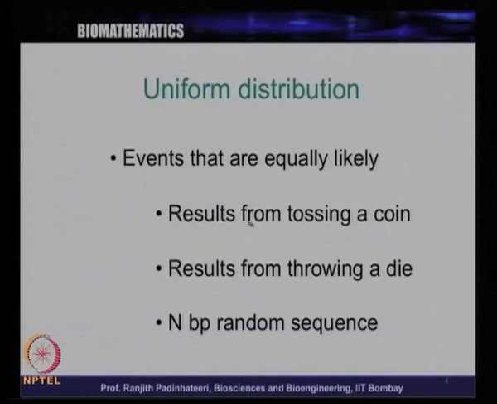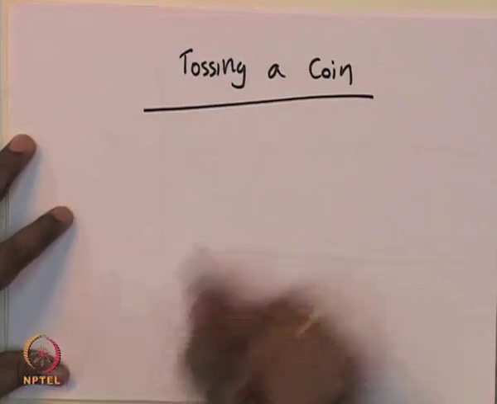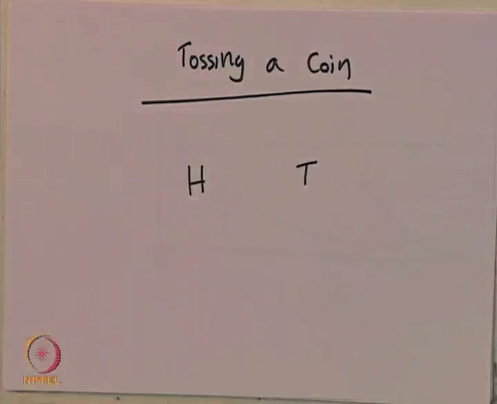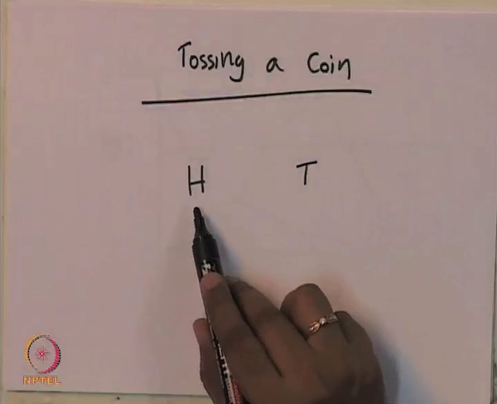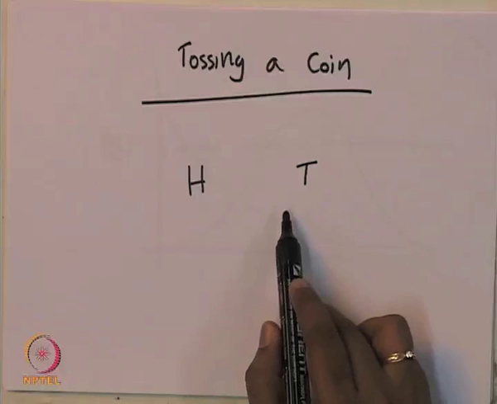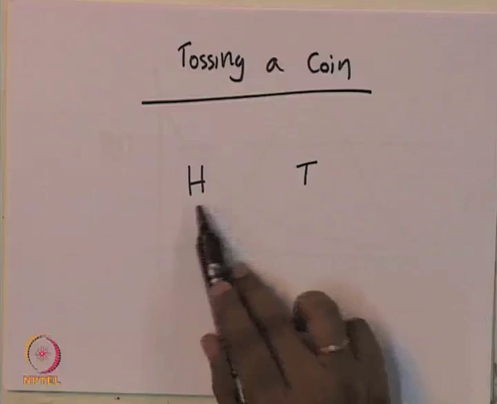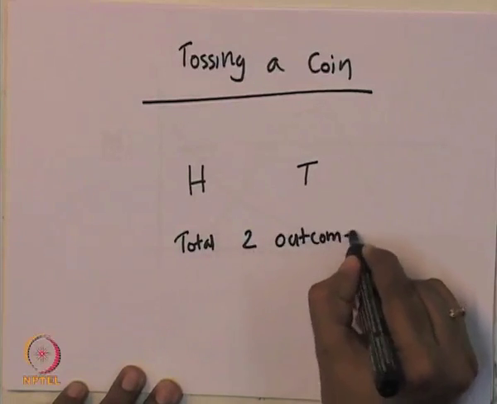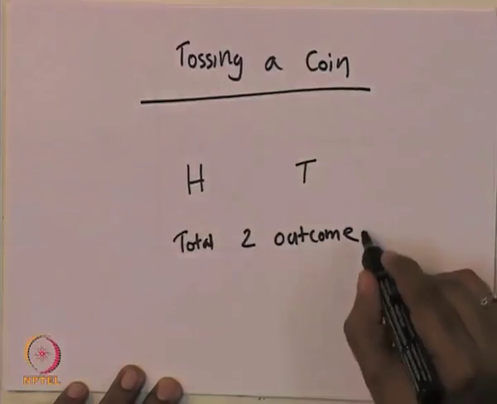The simplest thing you can imagine is the result of tossing a coin. If you toss a coin, you will get either a head or a tail. So, you have only two events here. Let us discuss the example of tossing a coin. There are only two outcomes, either head or tail. One side of the coin we can call head, and the other side can be called tail. So, you will get either one side or the other side. There are a total of two outcomes, head or tail.